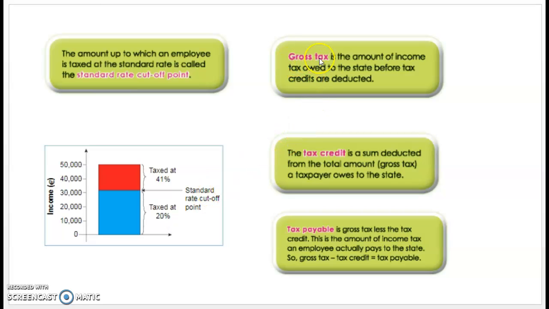Then you have your gross tax, the amount of tax owed before your tax credits. So when you work out the 41% here, and the 20% of this amount, you add those together, and that is your gross tax. Your tax credit is taken off your gross tax. So you work out your tax at 20%, your tax at 41%, and then you take away your tax credit, and that gives you your tax payable, or your net tax. We'll work through an example and see what happens.